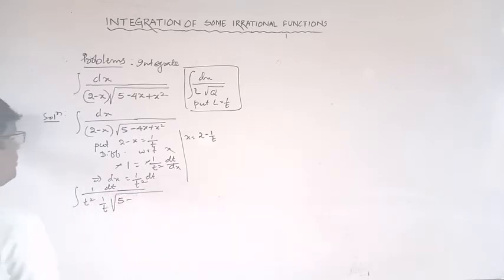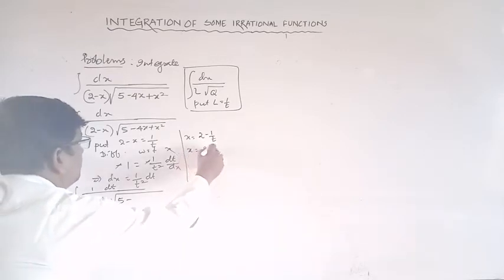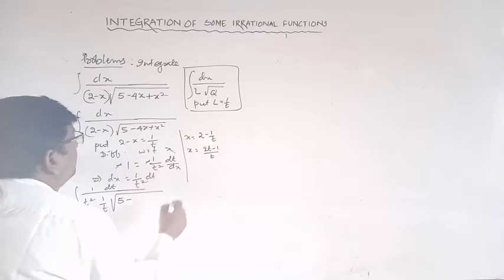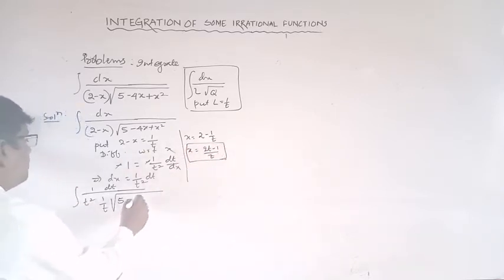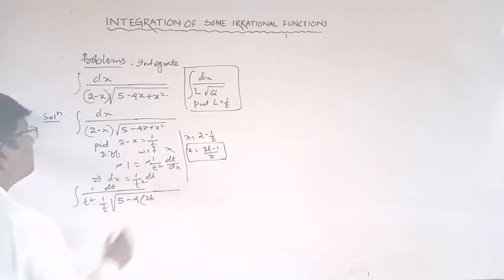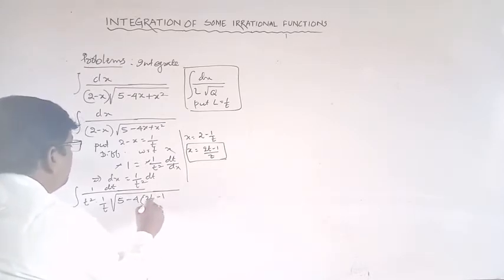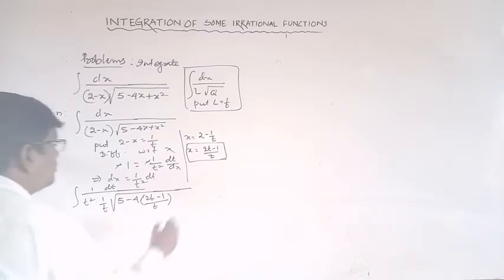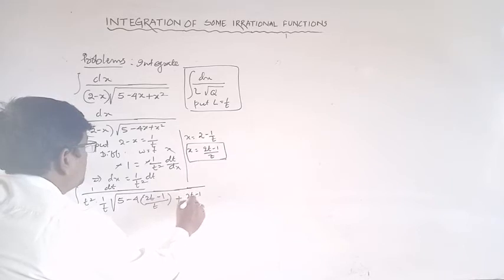5 minus what? That is x is equal to what? 2t minus 1 by t. Clear? x is equal to 2t minus 1 by t. So 4x is 4 into 2t minus 1 by t, and x square is equal to 2t minus 1 by t whole square.